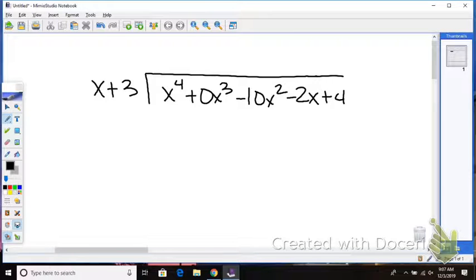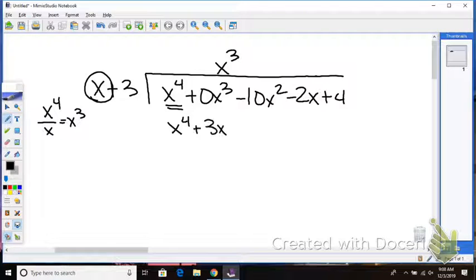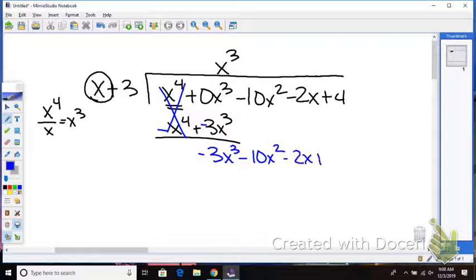Okay, so we're going to take x to the fourth, and what are we going to divide by? X. This first term here. So x to the fourth divided by x. I'll just do my work, and then you can check with mine. I have x to the third. Then I need to multiply. So that gives me x to the fourth plus 3x to the third. And what is the big rule for change the signs? Both signs. So this becomes a minus, and that becomes a minus. These guys cross out. So I have negative 3x to the third minus 10x squared minus 2x plus 4.